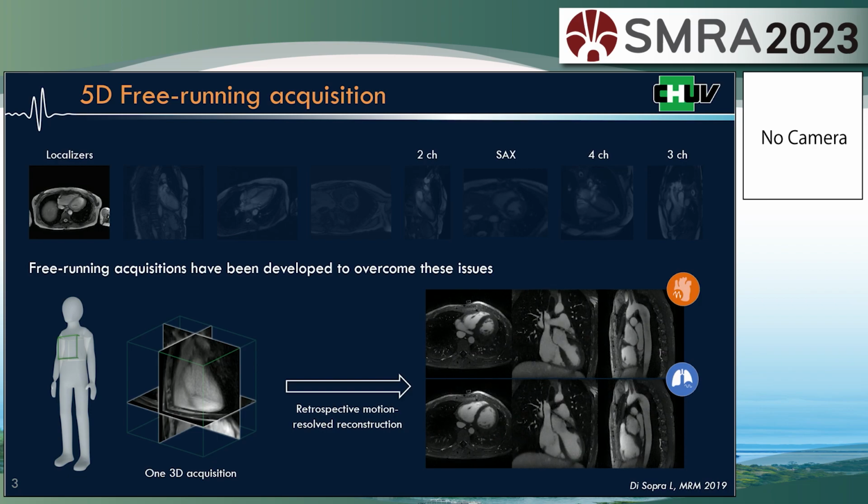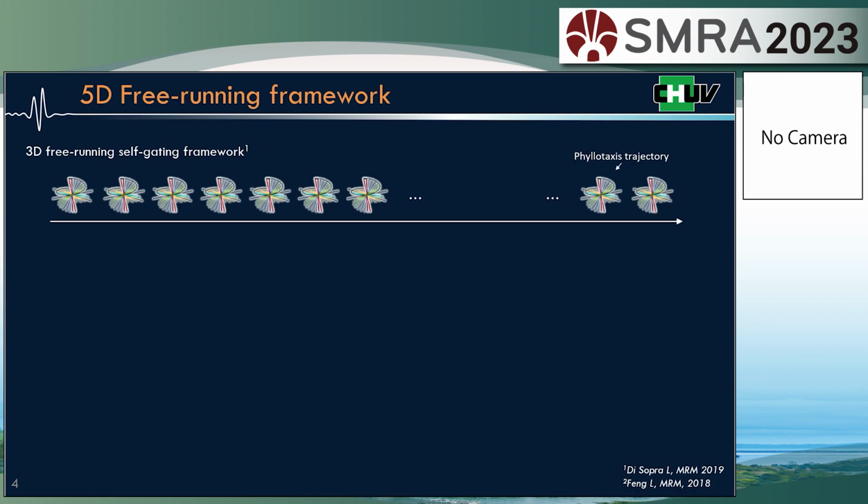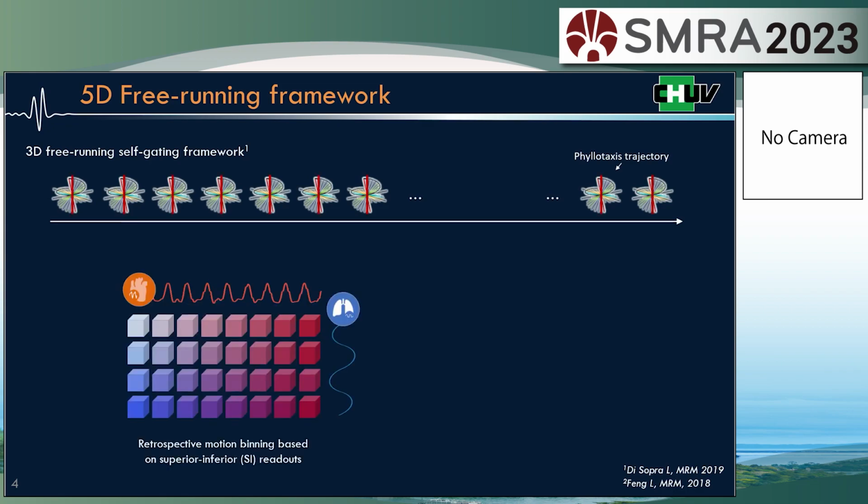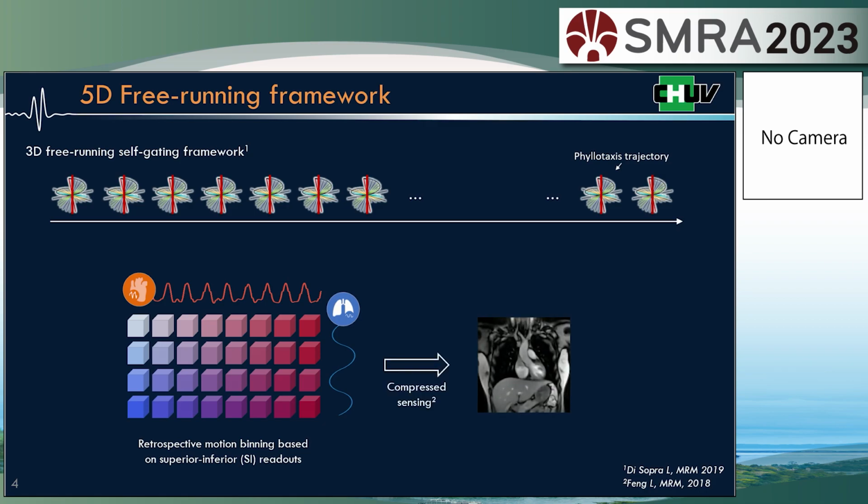To overcome this issue, free-running acquisitions have recently been developed. The idea here is to have only one 3D acquisition instead of all the 2D acquisitions, and this 3D acquisition is then retrospectively motion resolved. Such acquisitions are based on continuous acquisition using, for example, a phyllotaxis trajectory, where the first readout of the radial arrangement is a superior-inferior readout that is used to retrieve the cardiac and respiratory signals, and this physiological motion is used to bin our data and then reconstruct our 5D images using compressed sensing.